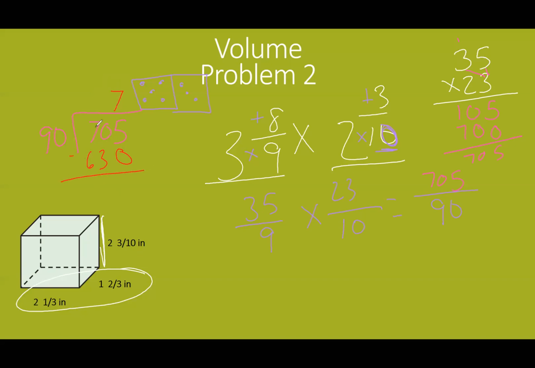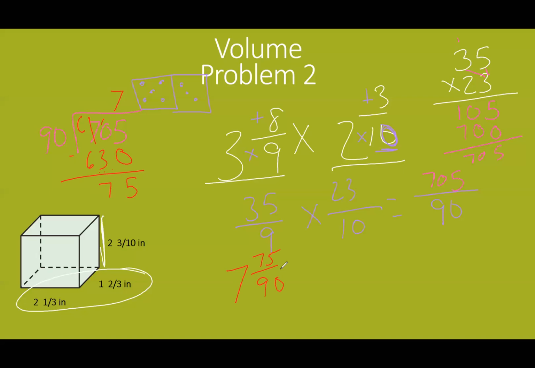And let's see if we're doing all right here. 5 minus 0 is 5. This becomes a 10. 9, 8, 7. 75, yep. So the answer would be 7 and 75/90ths.